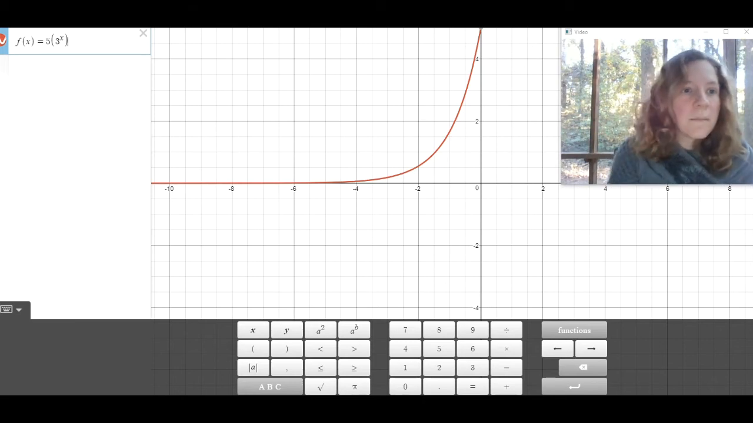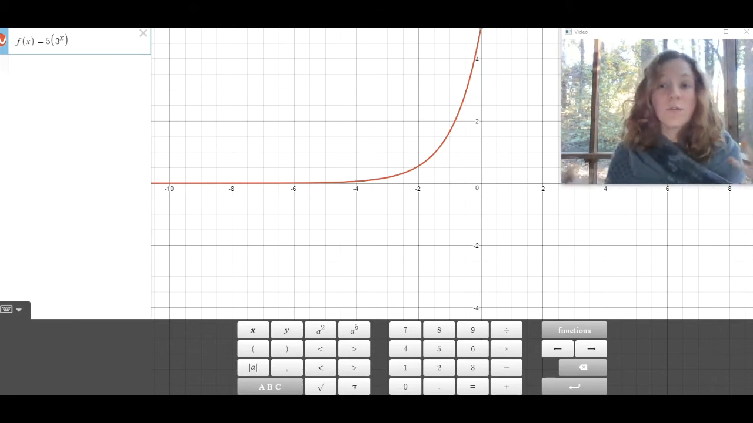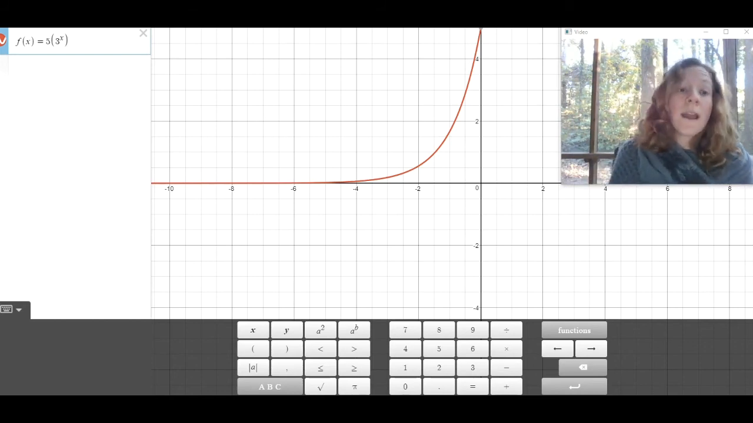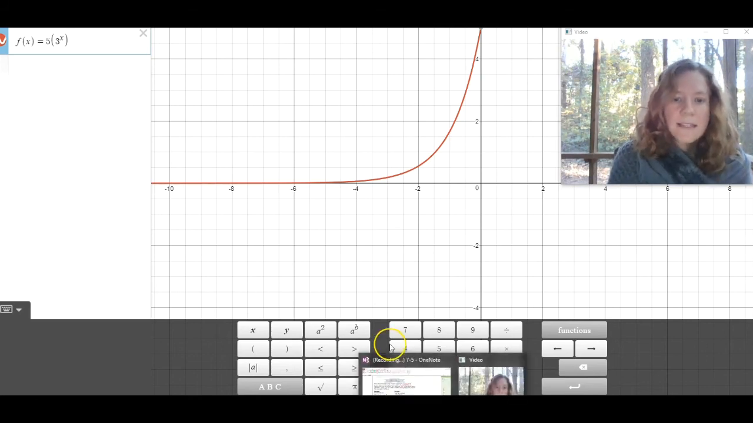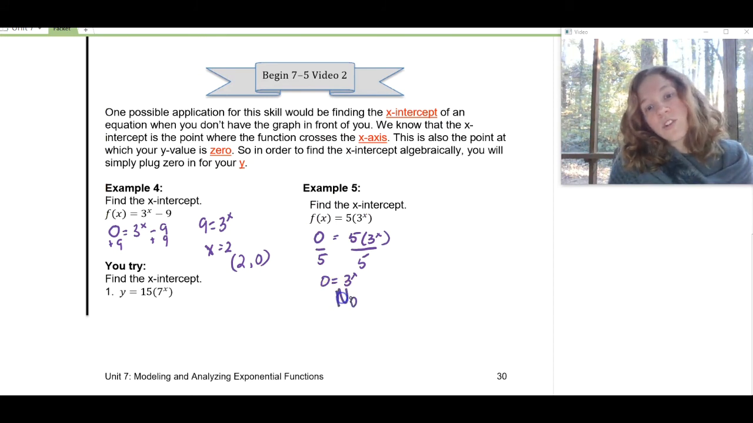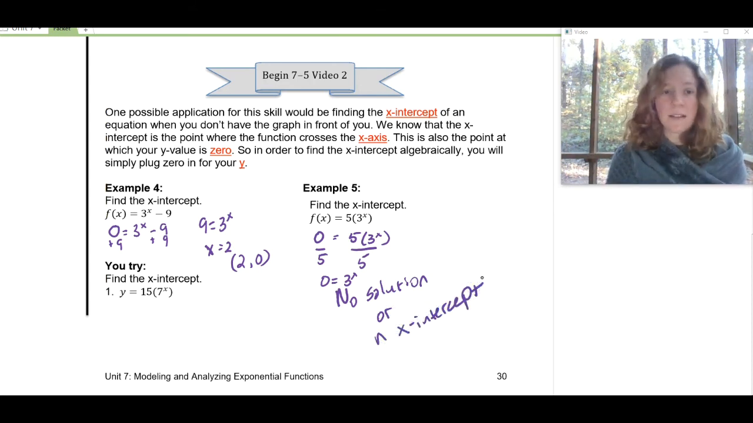And I should have known that because when I look at this function, there's no +1 or -3, or there's no nothing to shift it so that it crosses that x-axis. Remember, the parent function of exponentials is always going to have an asymptote at y equals 0. So for this one, what I would have to write is that there is no solution. Or you could say there's no x-intercept. It never crosses the x-axis, so it doesn't apply to this problem.